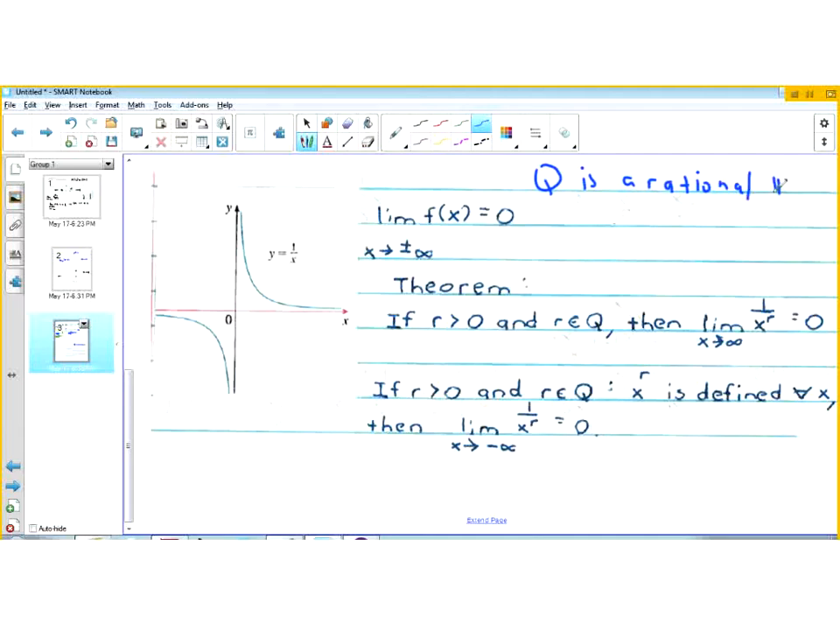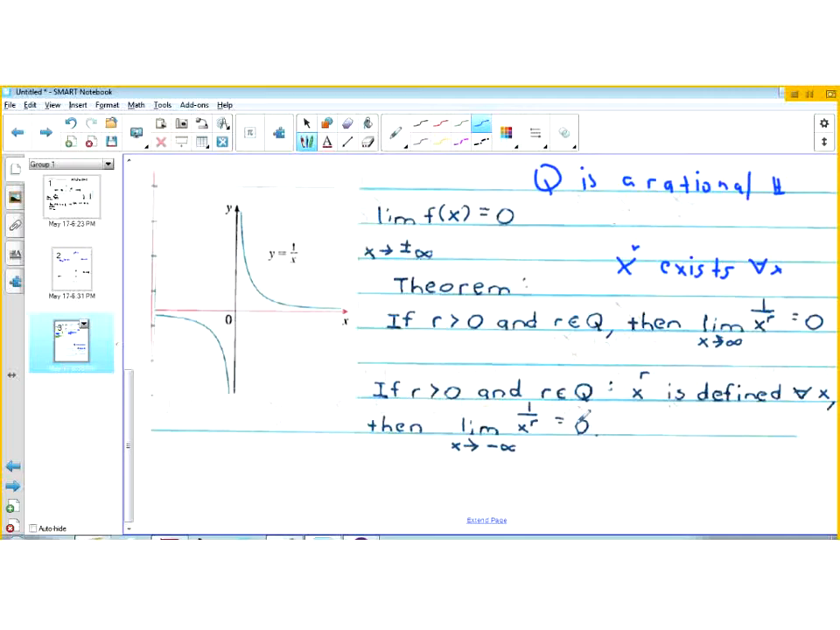Okay. So if r is a rational number and it's greater than 0, then we have this very important structure: the limit as x approaches infinity of 1 over x to the r is equal to 0. And the assumption is that x to the r is defined for all x. Okay, x to the r exists for all x. Okay, there's a caveat to that.